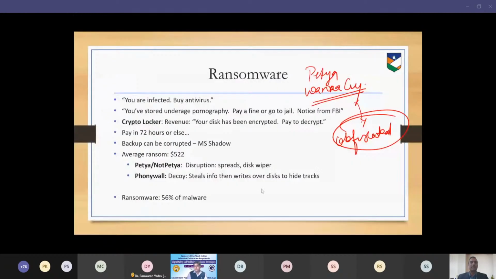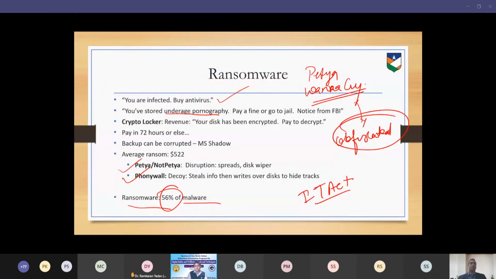So ransomwares are there. Eventually, like they have been mentioning the Petya, WannaCry. So when you're talking about the ransomwares, more than 56% of the malwares are coming into this category itself. You know, normally like ransomwares में आपको कई बार messages आते हैं you are infected by antivirus or by decryption module itself, है ना? And you have stored some underage pornography, which is like quite a crime. हम IT Act की बात करते हैं, so that is again a crime and non-bailable warrant itself.